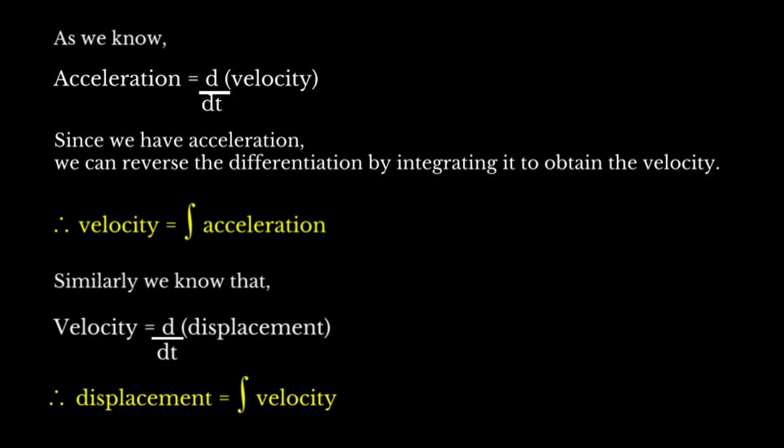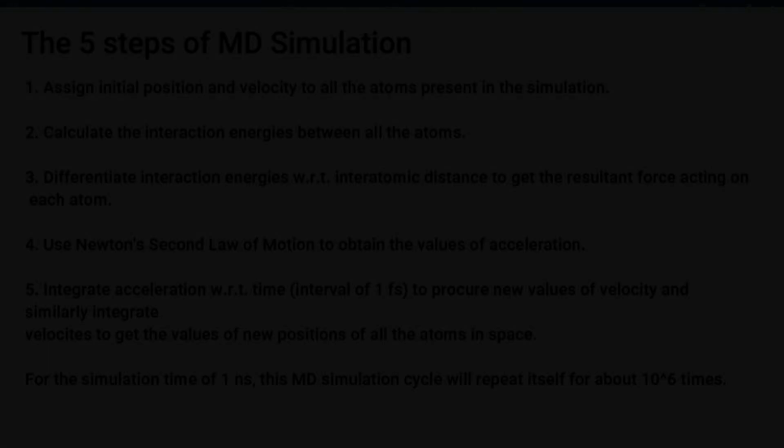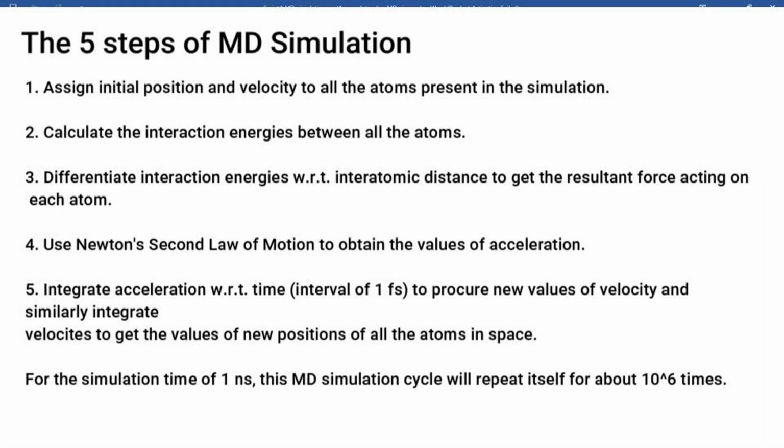Once you know the value of velocity and displacement, you could easily know the final position of the atom as well as the final or resultant velocity with which the atom is now moving. Therefore, deriving the new values of velocity and displacement or position of all the atoms is the fifth and final step of the MD simulation.